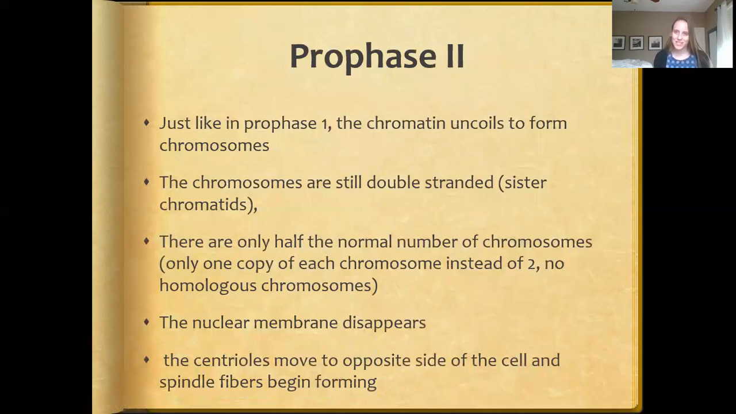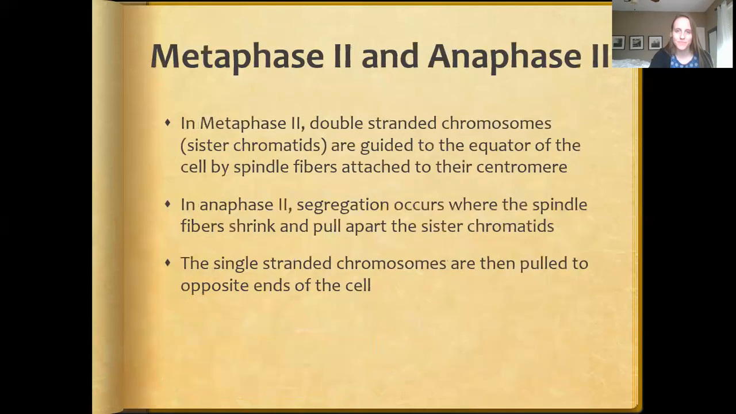After cytokinesis, we then go into prophase 2, where the chromatin once again condenses to form chromosomes. The nuclear membrane fully dissolves again. The chromosomes are still double-stranded at this point, but you don't have homologous pairs anymore. You're down to half the number of chromosomes. The centrioles will once again move to opposite ends.